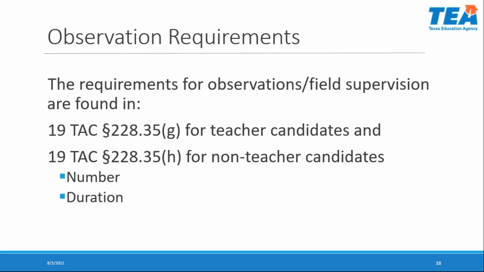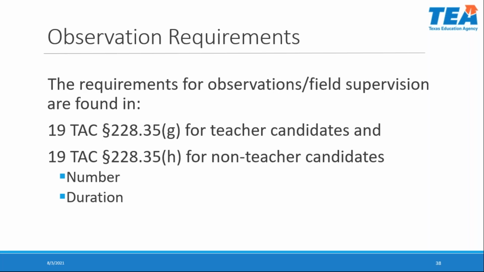For your reference, the observation schedules for teacher and non-teacher candidates are found in 19 TAC 228.35G and H, respectively. It's important to note here that although teacher observations must be 45 minutes or more in duration, observations for non-teacher candidates might not be. The TAC requirement for non-teacher observations allows some flexibility in that field supervisors must conduct a minimum of 3 observations that total a minimum of 135 minutes.